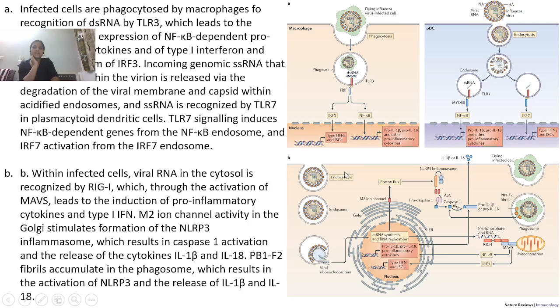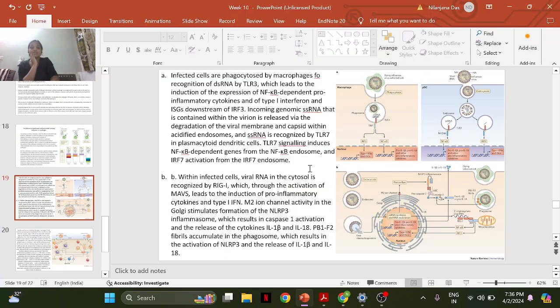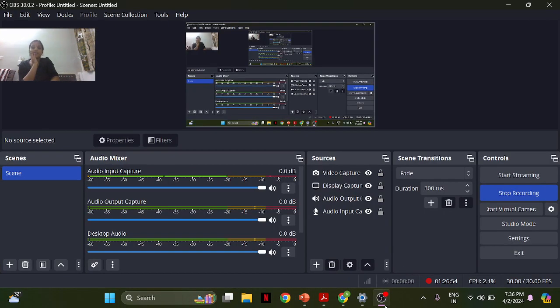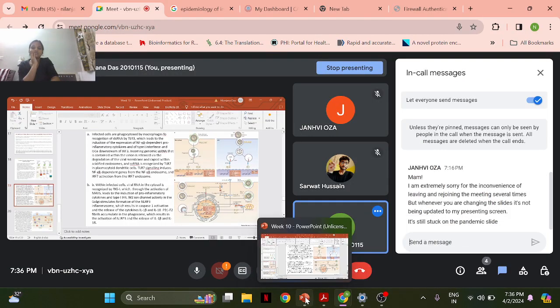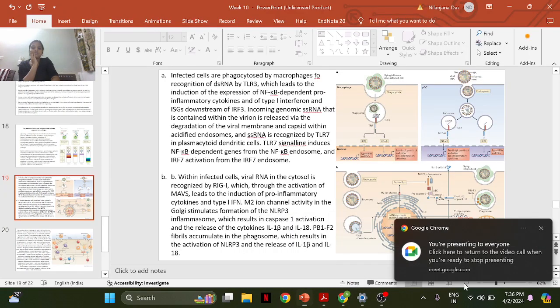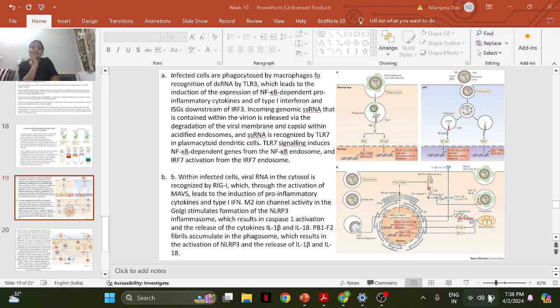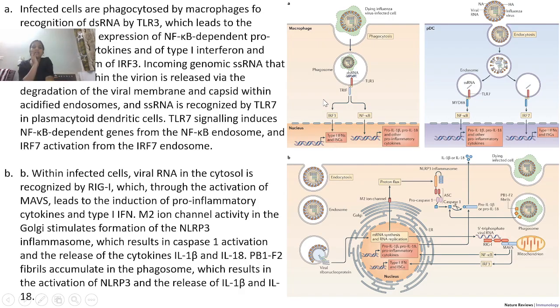What happens when the cell is dying due to the virus? It can be removed by the macrophage. For example, this is an infected cell which is on the verge of dying, and it is being taken up by phagocytosis by macrophages for recognition of the double-stranded RNA.